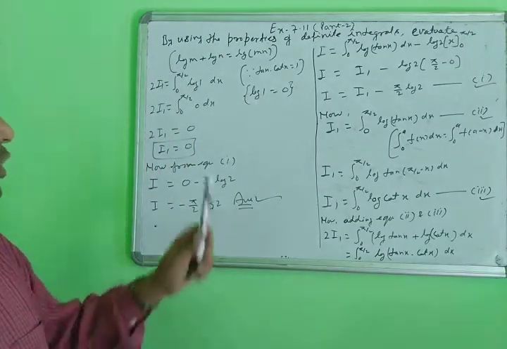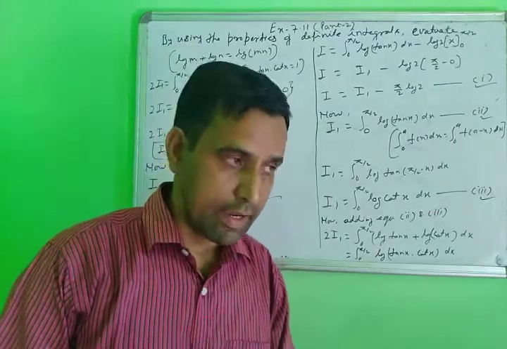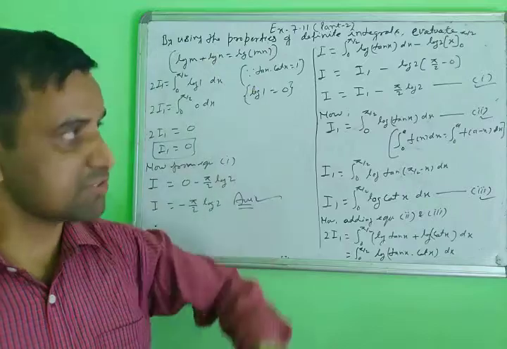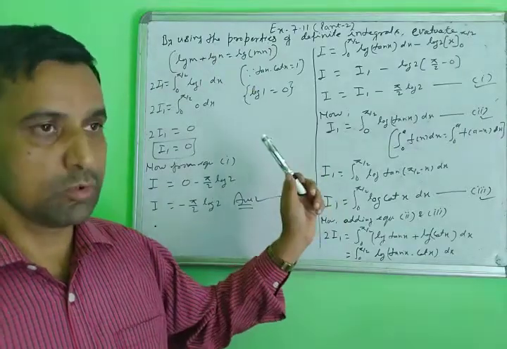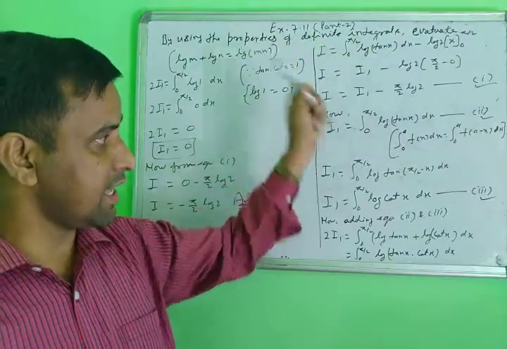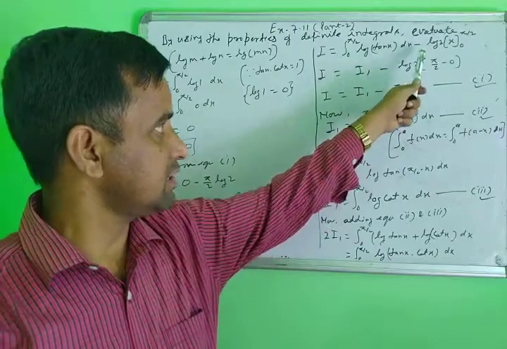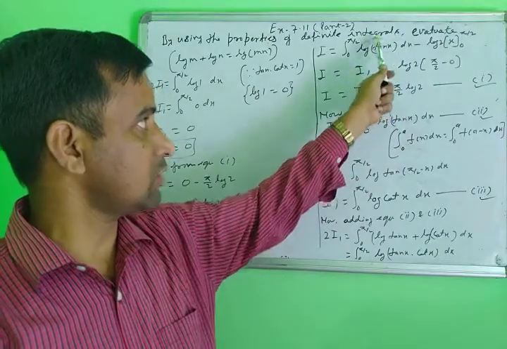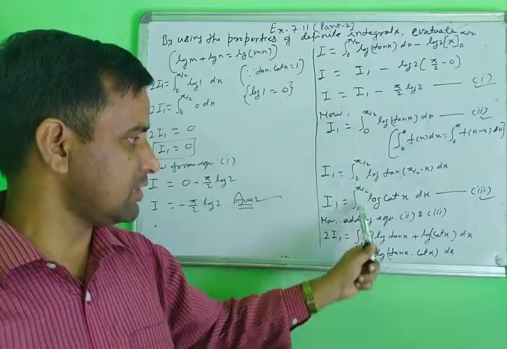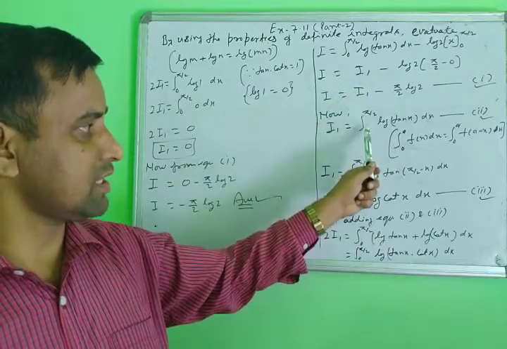This question you will solve in this way. First of all, we use the property of log, then you convert it into the simplest form. After that you use the property of definite integrals, then you get the answer in this form. But this part you can solve separately. This is converted into I1, and this is the detail of I1, solving part of the I1 separately here.